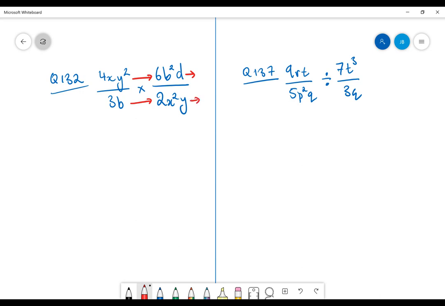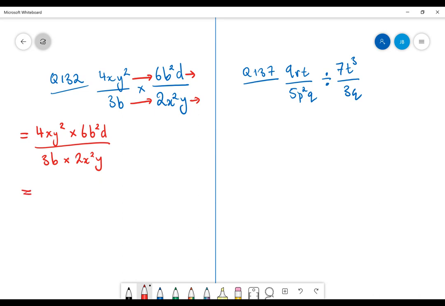So let's do that now. So that's our new numerator. It hasn't been simplified yet. And that's our denominator. So we're going to simplify them.